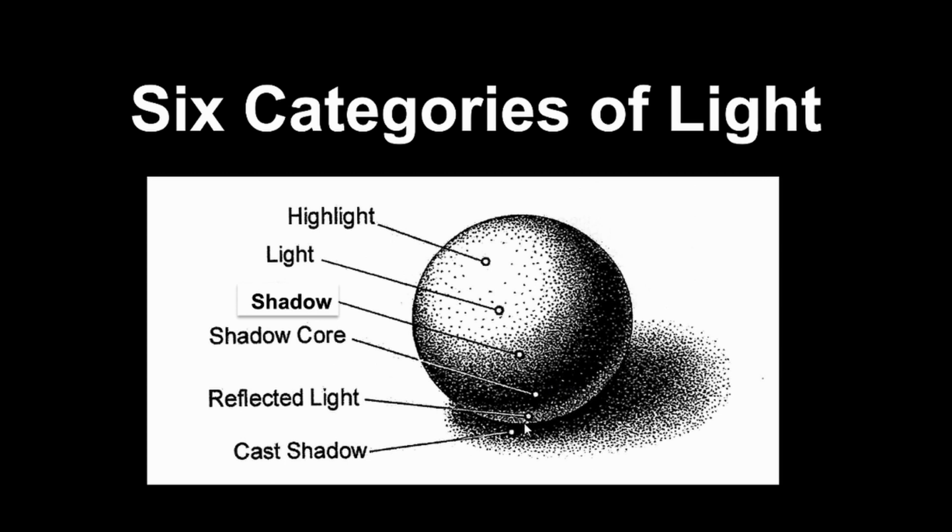And then we have reflected light. So reflected light is when we have light that bounces off the ground, and it usually catches the edge of objects and makes it a little bit brighter. And then we have our cast shadow, so the shadow that's cast on the ground. So we're looking for those 6 different categories of light whenever we're drawing. We're trying to define those.